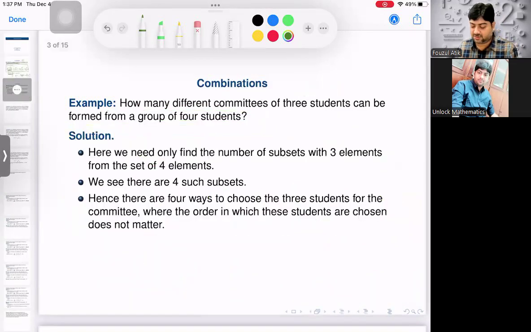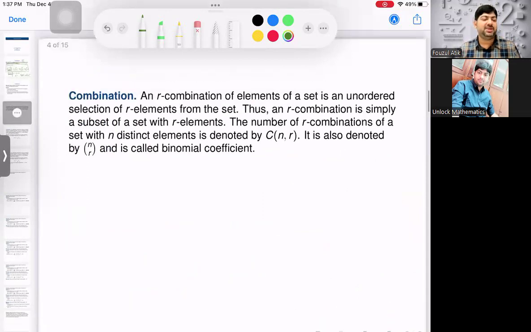What do we mean by R combinations? An R combination of elements of a set is an unordered selection of R elements from a set. You just have to select R number of elements, where order does not matter. If it is from a set of n elements, there is a different notation to count it. This is called an R combination. Thus, an R combination is simply a subset of a set with R elements.